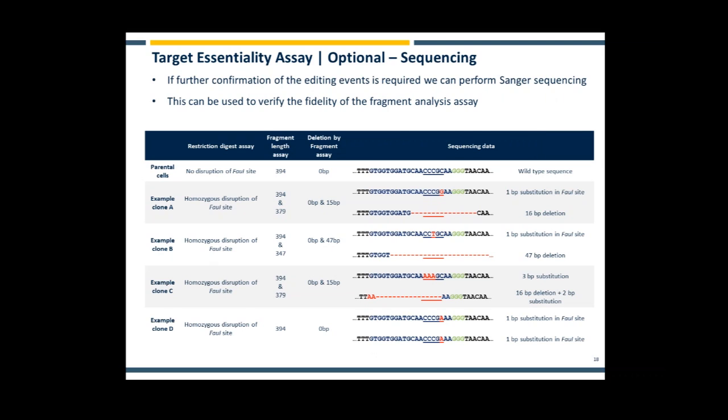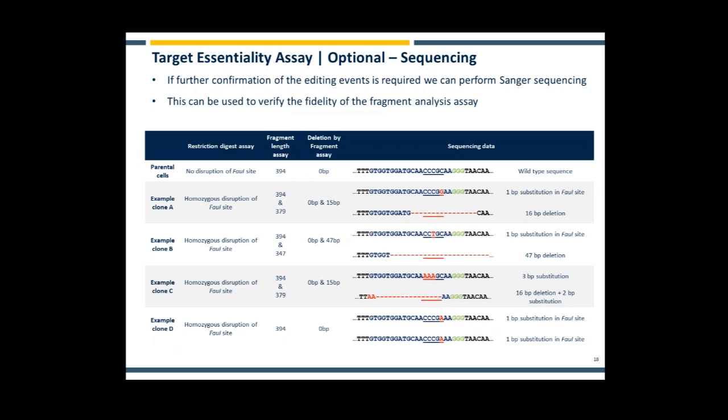In this example, the restriction digest assay had classified the colonies as having homozygous disruptions, but the fragment analysis data returned a fragment of wild-type length in all cases. Sequencing of the edited region revealed that substitutions had occurred within the edited region that had disrupted the restriction enzyme recognition site without changing the overall fragment length. Therefore, they truly were homozygous disrupted, but were likely to have retained function.